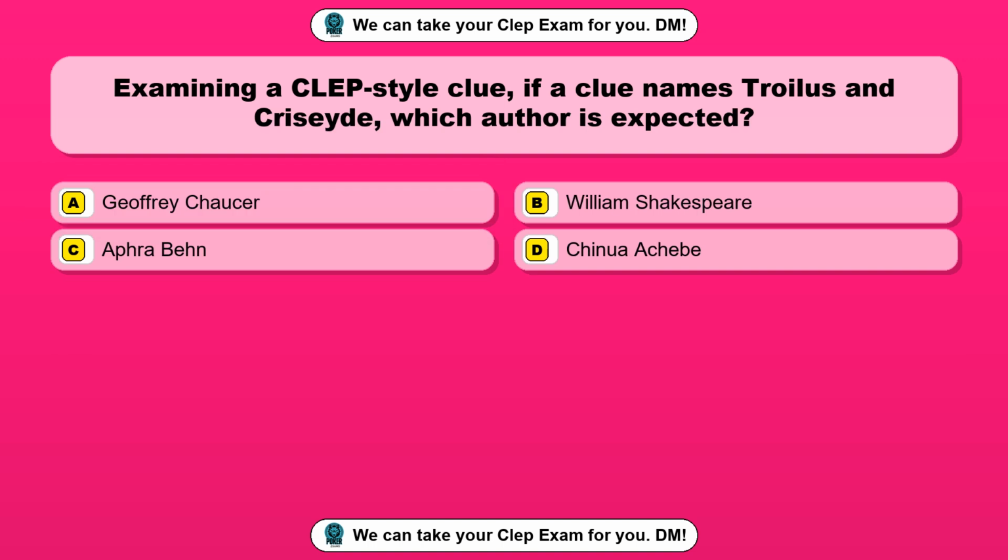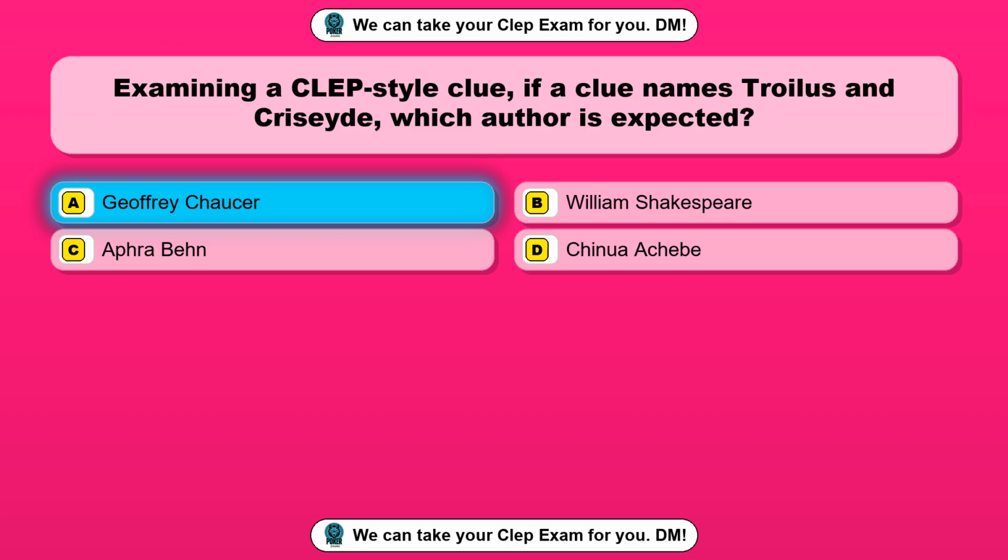Question 96. Examining a CLEP-style clue, if a clue names Troilus and Criseyde, which author is expected? Option A, Geoffrey Chaucer. Option B, William Shakespeare. Option C, Aphra Behn. Option D, Chinua Achebe. The correct answer is option A.